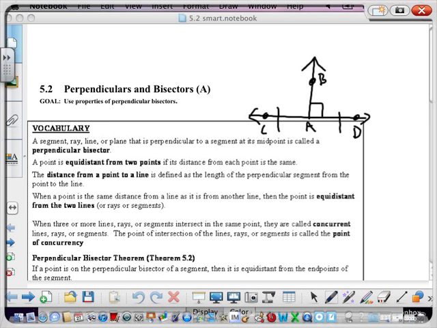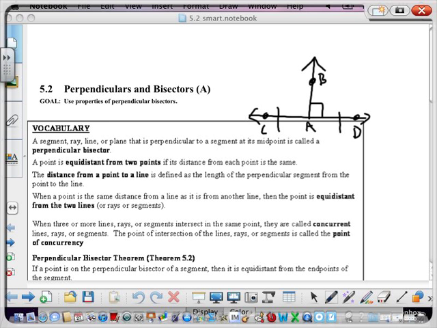Okay. A point is equidistant from 2 points if the distance from each point is the same. Equidistant, distance. Does that make sense? Equal distance, equidistant. The distance from a point to a line is defined as the length of the perpendicular segment from the point to that line. So distance from point to line is that perpendicular bisector. When a point is the same distance from a line as it is from another line, then the points are equidistant from the two lines.